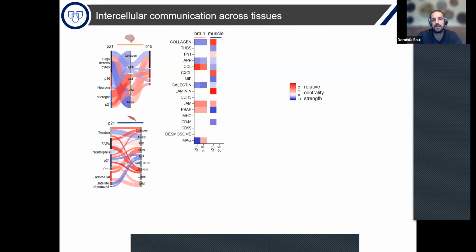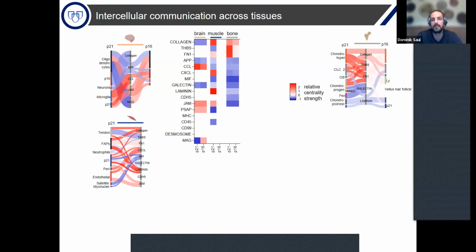In the muscle, we had too few P16 positive cells to compare these both together, which is why we just have P21 positivity and the secretome shown over here. In the bone by itself, we found that 2 pathways were interesting to have a look at, THBS and FN1. And you can see P21 positive cells secrete a lot via these pathways to hypertrophic chondrocytes and to this osteolineage cell type 2, which is why these are red. And this doesn't happen in P16 positive cells, which is why it's so pale over here.